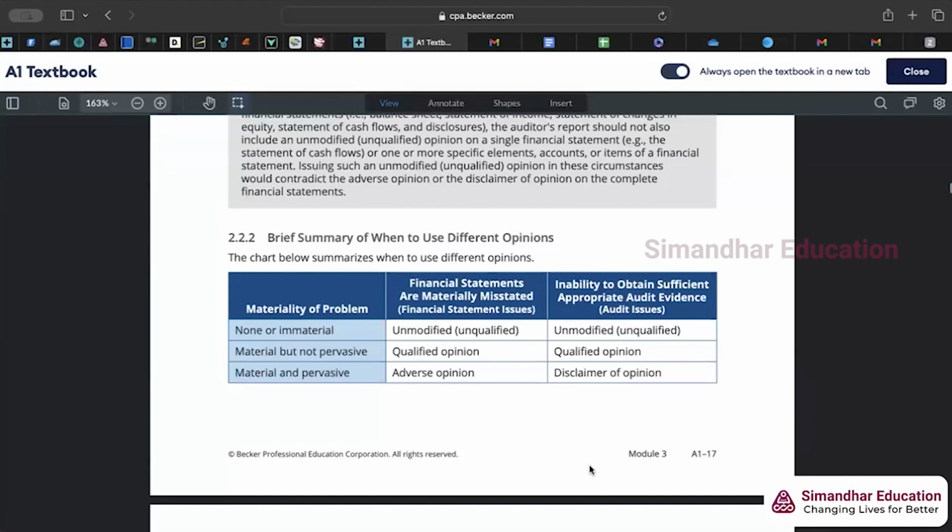Now, you will say contradictory opinions. You're not giving any contradictory opinions here. You're giving adverse and disclaimer together. It's material and pervasive. There's a financial statement issue. There's an audit issue. Contradictory opinions are when you're saying there is this issue, but some clean opinion on another financial statement. No. Here you're saying there are both the issues.